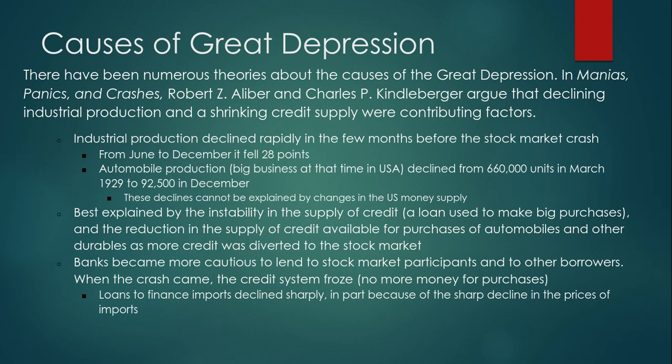So when the crash finally came and these bubbles popped, the credit system froze. People are not getting any more money for purchases. So what happens is loans to finance imports end up declining sharply, in part because of the sharp decline in the price of imports.